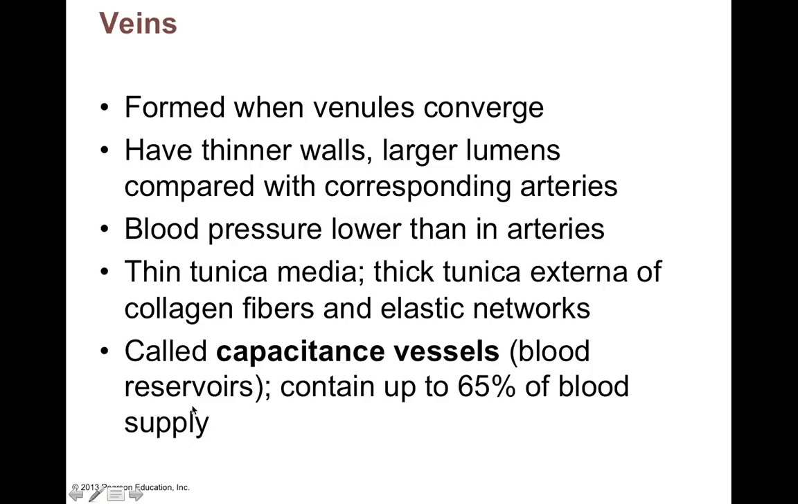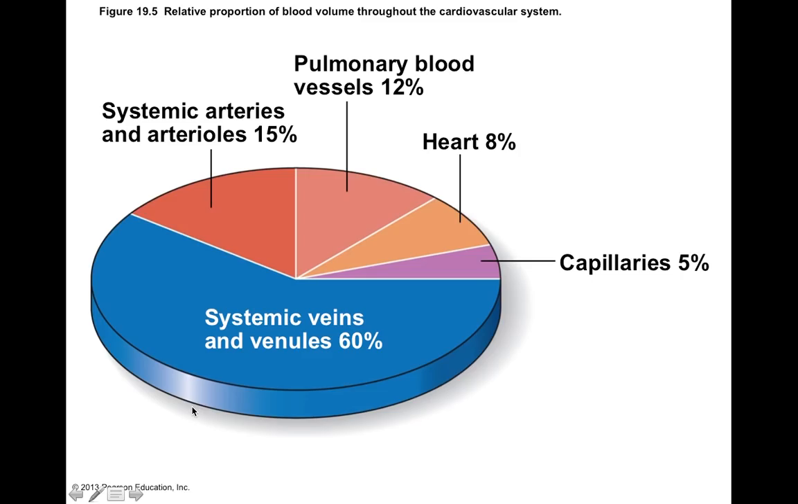So basically they act as a reservoir of blood. If we look at where the blood is in your body at any moment in time, we have systemic veins and venules, which can store about 60% here. That's what this slide is showing. Your systemic arteries and arterioles only carry 15% of your blood.